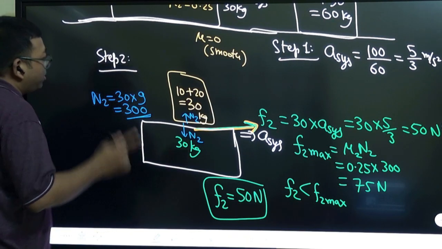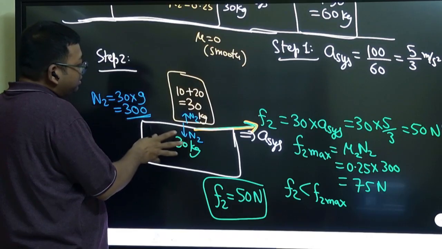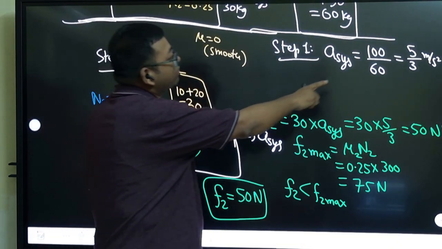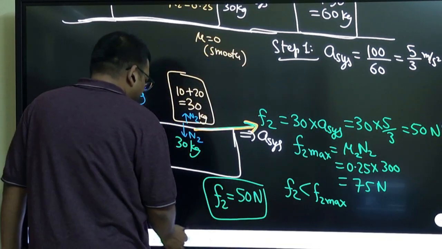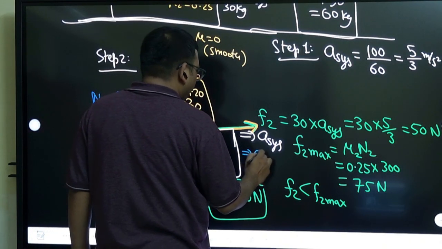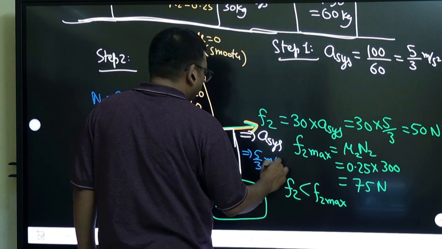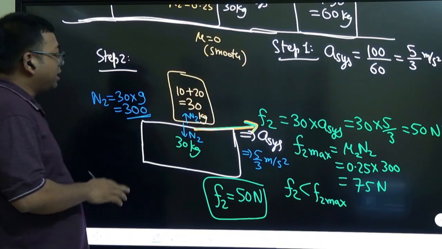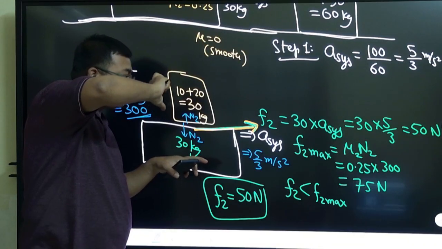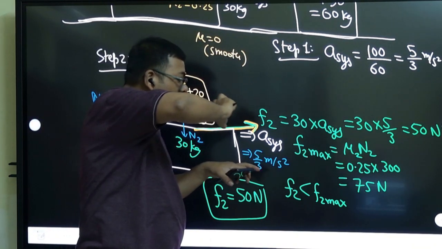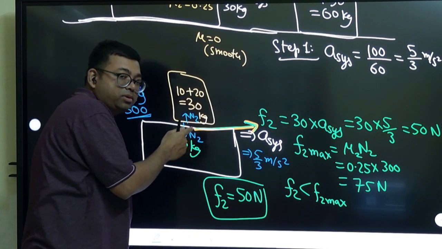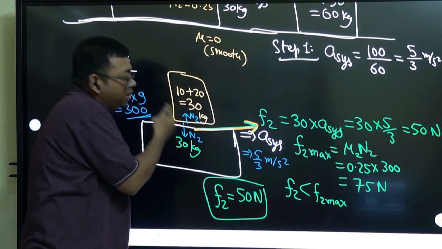Done. Now that means the acceleration of this is the same as what we have calculated, 5 by 3. So the acceleration of this body is 5 by 3. It is moving with 5 by 3 meter per second square. So that means the upper two blocks, if you club them, and this block are moving together. There is no sliding motion happening here. That is what you have to note. No sliding motion happening here.